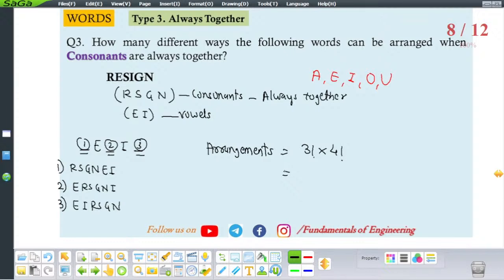So what is the answer? Possible arrangements we can do when the consonants are together: 3 factorial into 4 factorial. What is the answer? 3 factorial value is how much? 6. 3 into 2 into 1, 3 into 2 is 6, 6 into 1 is 6. 4 factorial value, 4 into 3 into 2 into 1: 4 threes are 12, 12 twos are 24. So 6 into 24, what is the answer? 24 into 6.